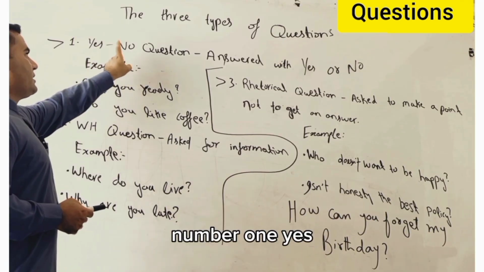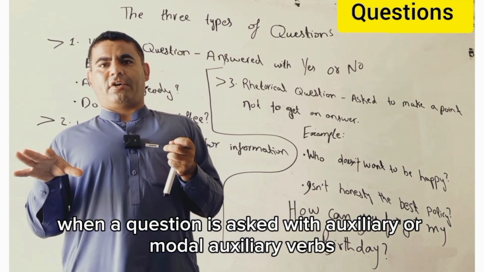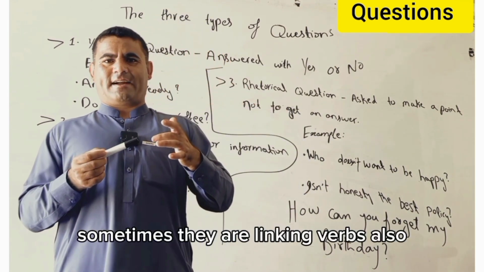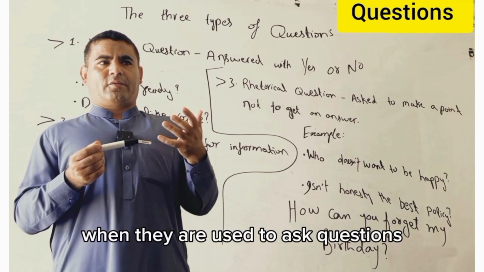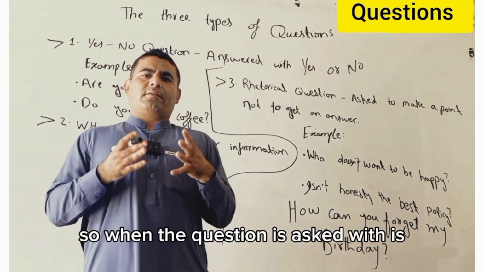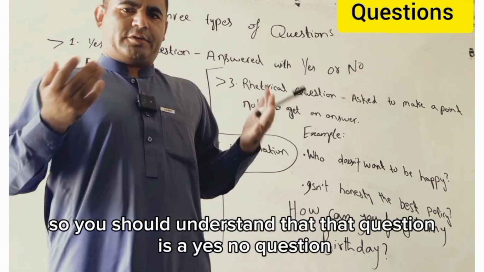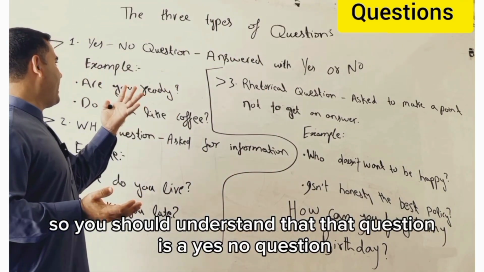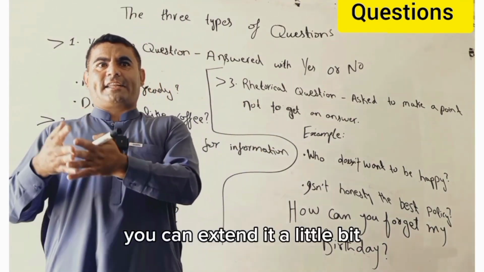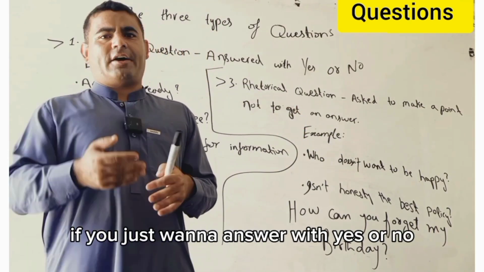Number one, yes, no question. When a question is asked with auxiliary or modal auxiliary verbs, for example, is, was, are, am, which sometimes are linking verbs also, but when they're used to ask questions, mostly they are helping verbs. So when the question is asked with is, was, are, am, were, you should understand that it is a yes, no question. You can simply answer with yes or no. You can extend it a little bit, yes, I do, no, I don't, but that's your choice. If you just want to answer with yes or no, that's enough for you.